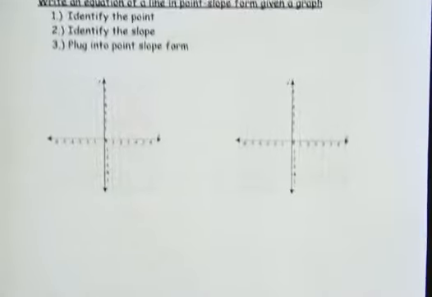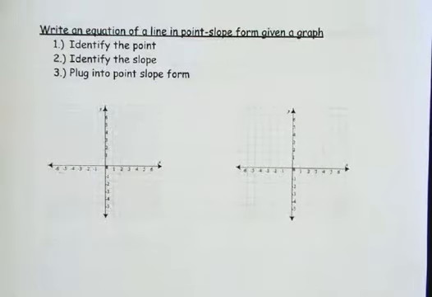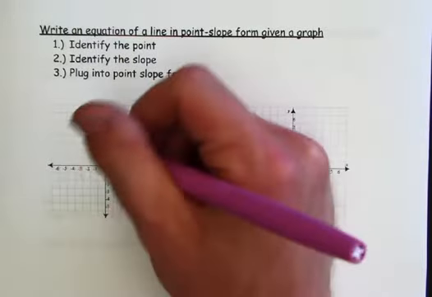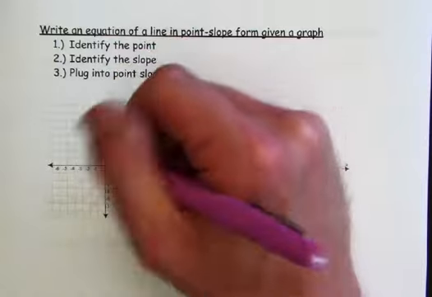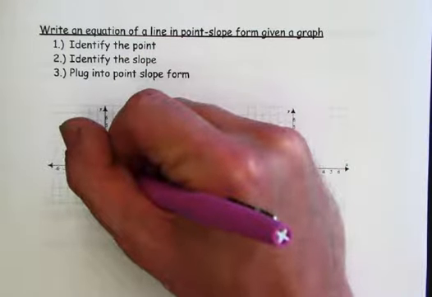Finally, as far as the new notes go here, let's talk about how to write an equation of a line in point-slope form when we're given a specific graph. We're given a graph, okay? So I'm going to give you 2 graphs that I'm going to draw on here. The first is going to go like so.